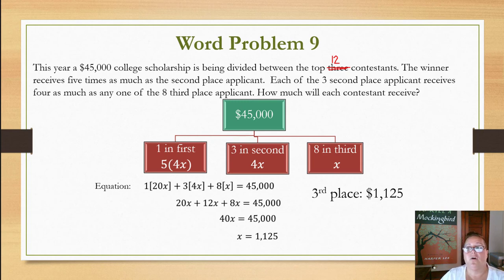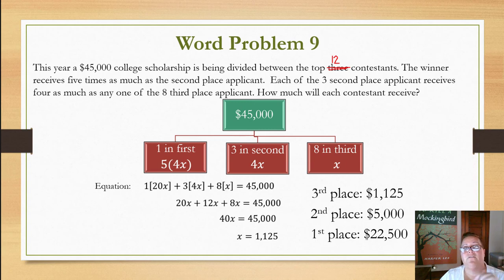Second place will be 4 times this amount. So second place is $5,000. And a $5,000 scholarship would easily pay for a year, I would think, or pretty close, right? Maybe not all 3 terms, but 2 terms for sure. And then first place is going to be 5 times. How come this is off? What did I do? I got a wrong number.